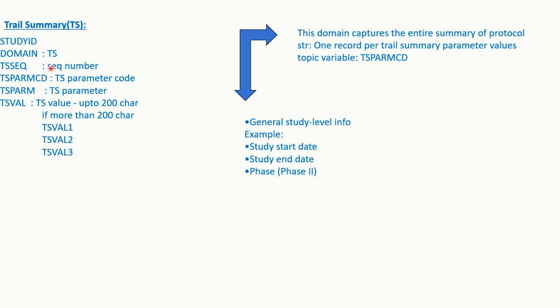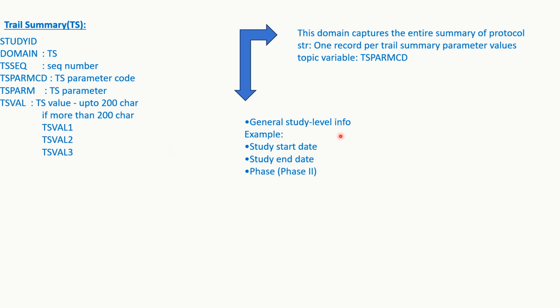So in the trial summary domain, these are the variables: study ID, domain, TS sequence, TSPARM, TSPARMCD, and TSVAL. Okay. Study ID and domain we know how to capture, and the sequence also we know how to capture. Like here, the TS parameter, each parameter, and that parameter code. Here the trial summary value will be up to 200 characters. If it is more than that, we need to capture it like TSVAL1, TSVAL2, TSVAL3, like how we capture in the CO domain, right? In this way, we need to capture the details.